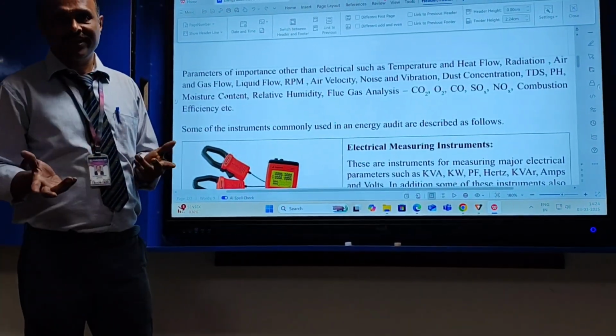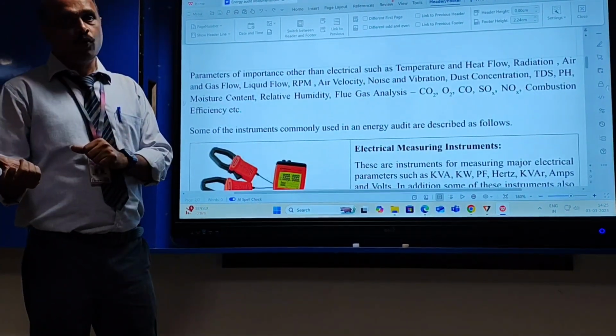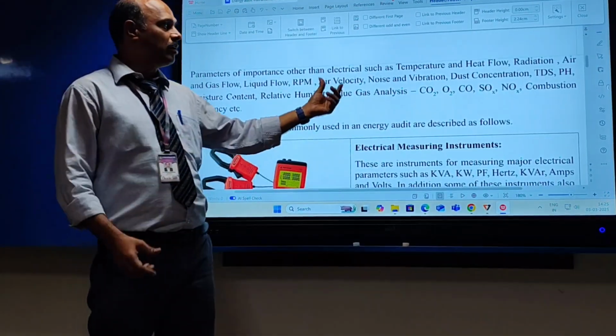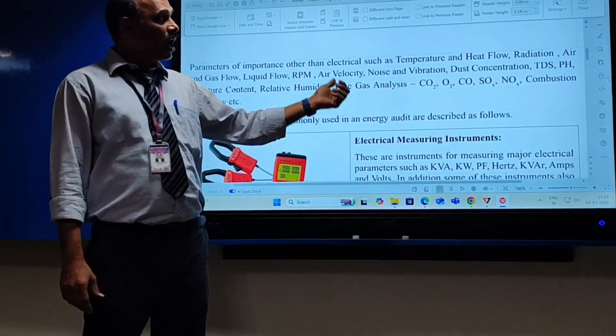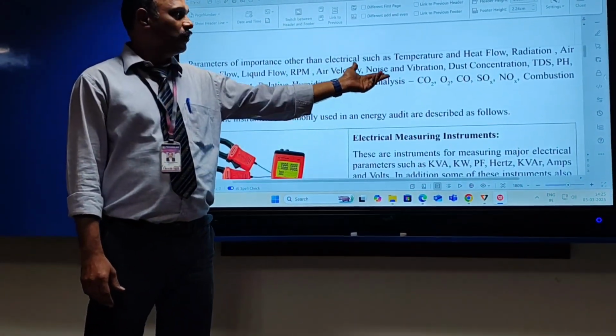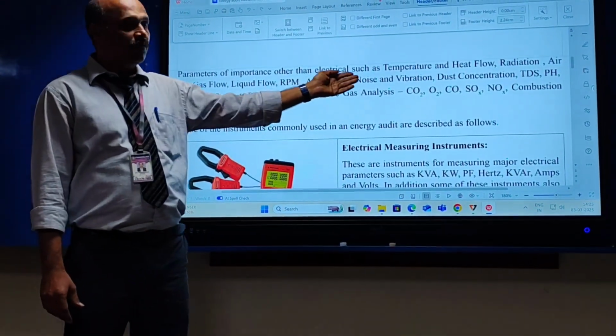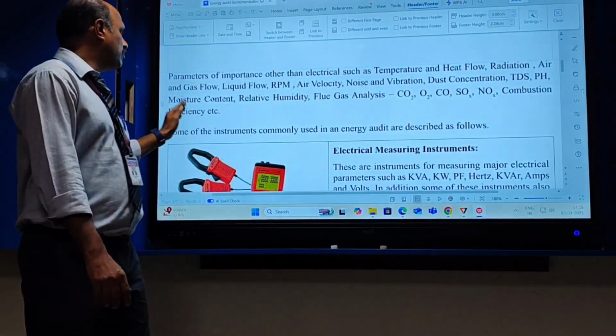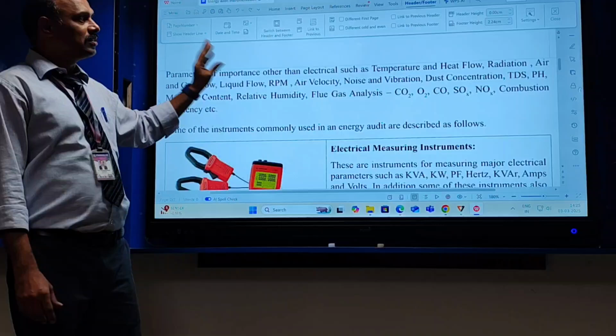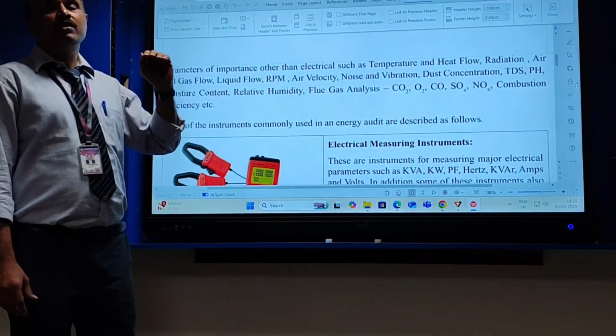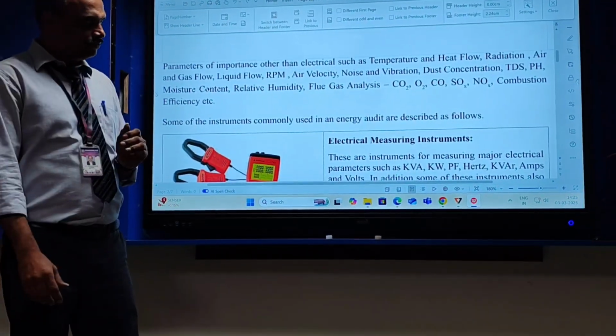When the combustion process takes place, the output is flue gases. The flue gases may be carbon dioxide, oxygen, carbon monoxide, a mixture of sulfur and oxygen, a mixture of nitrogen and oxygen, and combustion efficiency. So these are the essential parameters you have to measure in case of an energy audit.